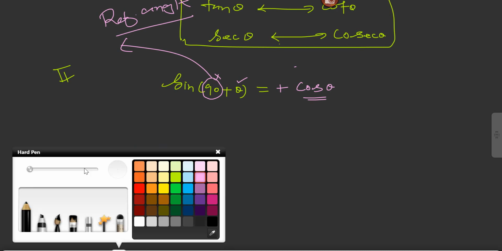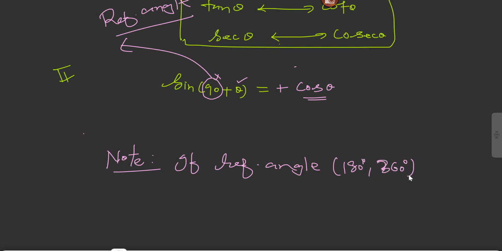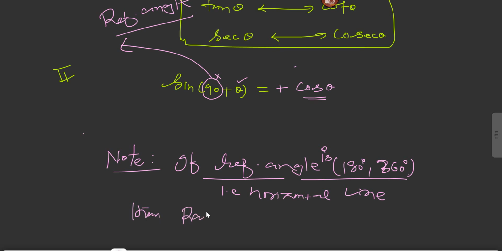You need one more note here. Note 2: if the reference angle is 180 degree or 360 degree, that is, sorry, not a vertical line, a horizontal line, with reference to the horizontal line, then the ratio will not change.